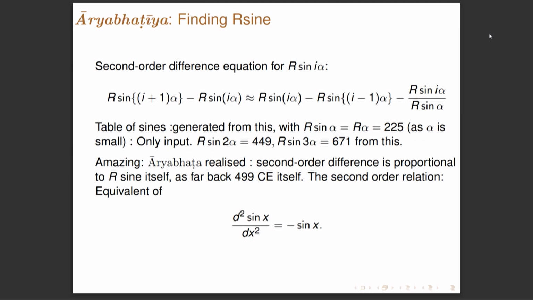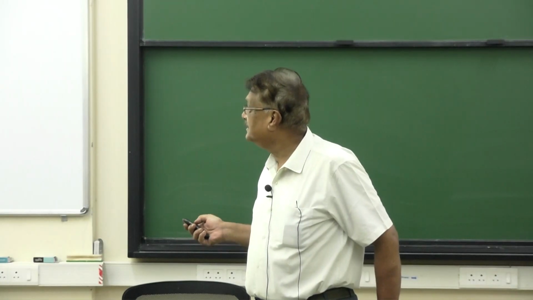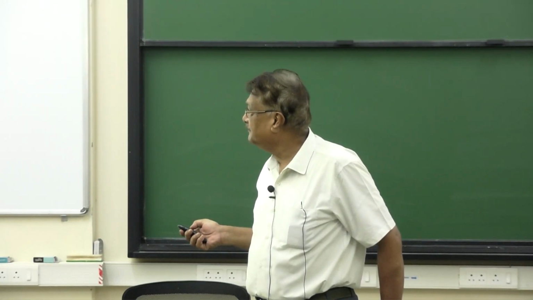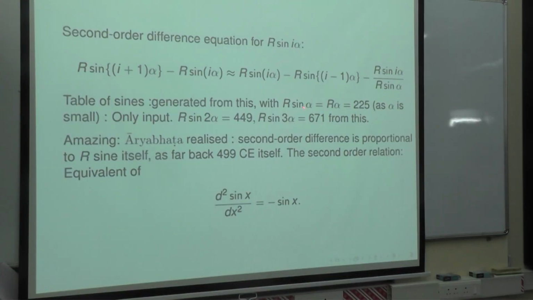Now, for finding the values of these 24 r sines, the jyas, interestingly Aryabhatiya gives a difference equation. He says r sin (i plus 1) alpha minus r sin i alpha is very close to r sin i alpha minus r sin (i minus 1) alpha minus a small multiple of r sin i alpha. This is the formula he gives, and tables of sines are generated from it, with r sin alpha equal to r alpha, because for extremely small arcs the arc and the perpendicular are essentially equal. So that is 225 minutes, the only input. Then you can get all these values.